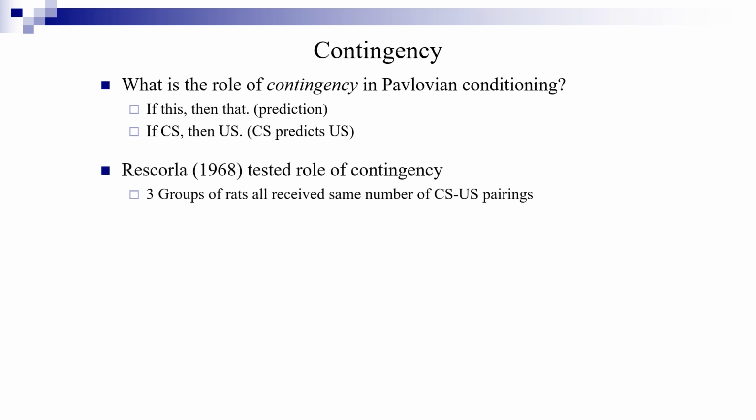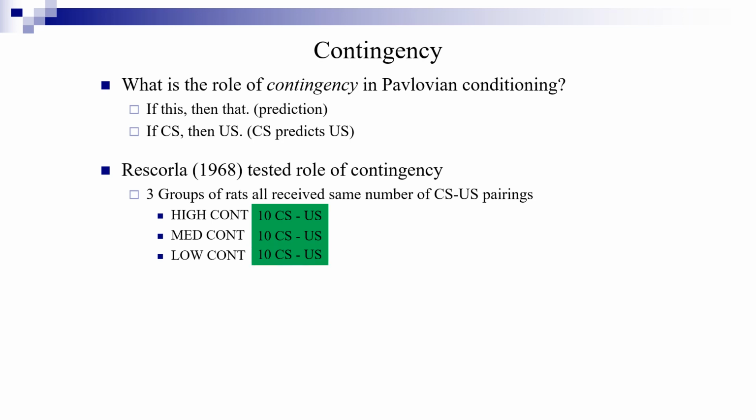Now, if we're looking at the test of contingency, we can look at Rescorla. He tested 3 groups of rats, and all of them received the same number of CS-US pairings. Okay? Now, he had a highly contingent group, a medium contingency group, and a low contingency group. And all of these groups, again, got 10 CS-US pairings, so all the same.